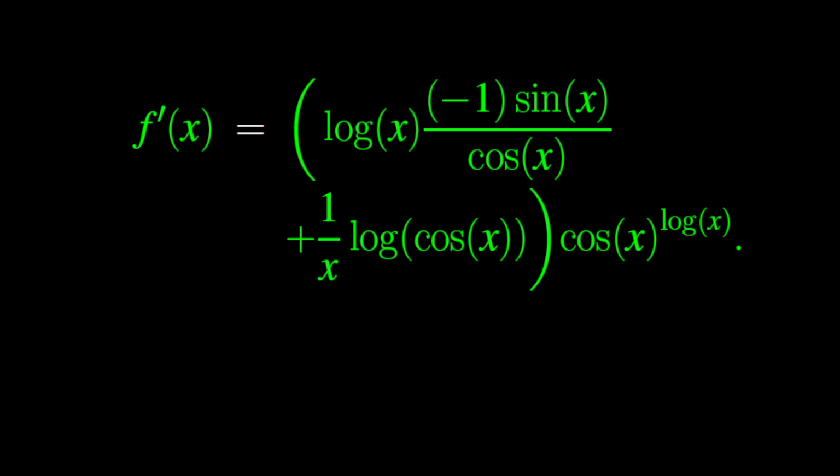This final expression can also be given as follows: f prime of x is equal to the quantity logarithm of x, times the fraction minus 1 times sine of x over cosine of x, plus 1 over x, times logarithm of cosine of x, times cosine of x to the power logarithm of x.